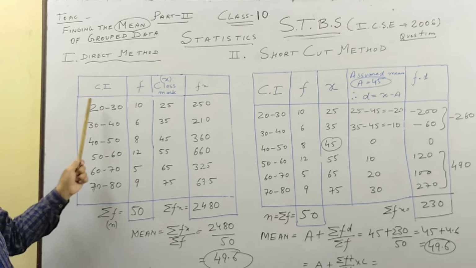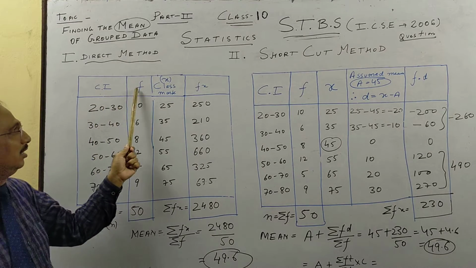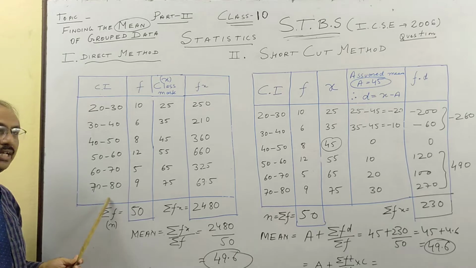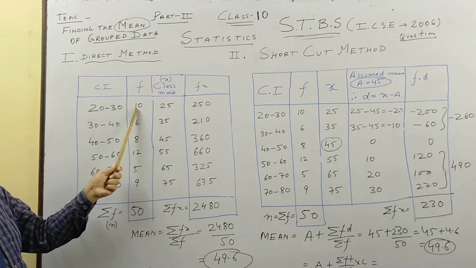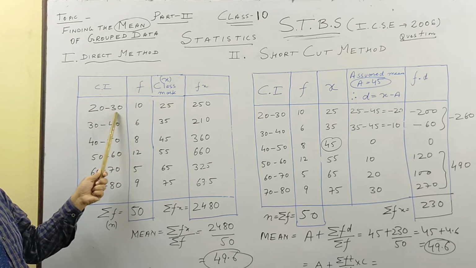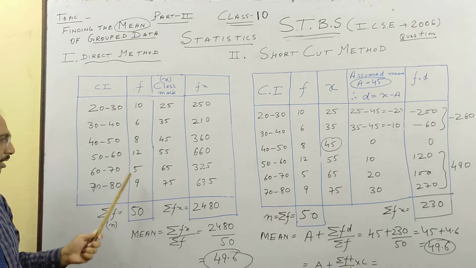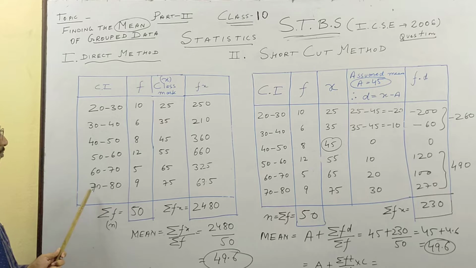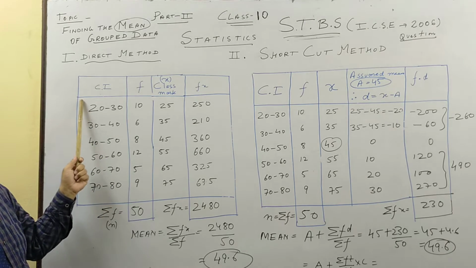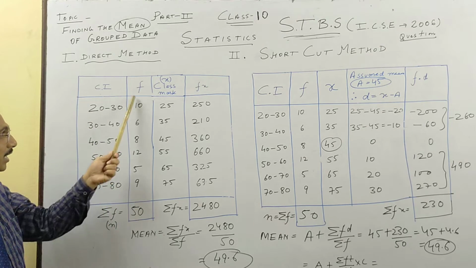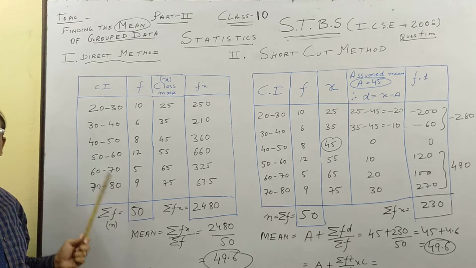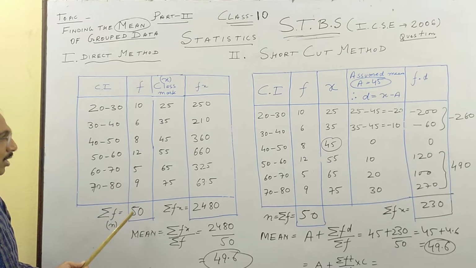What we have to do first: this is CI, class interval, and frequency. Suppose you have an 80 mark test. 10 boys got marks between 20 and 30, 6 students got marks from 30 to 40, 9 students got marks between 70 and 80, and no one was below 20. So finally the number of children, just as one example, is 50.